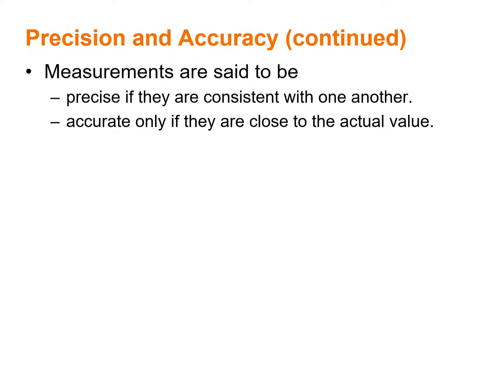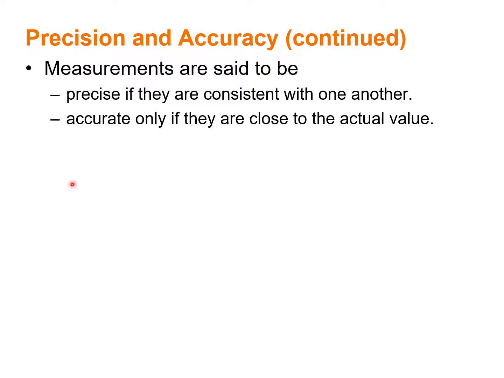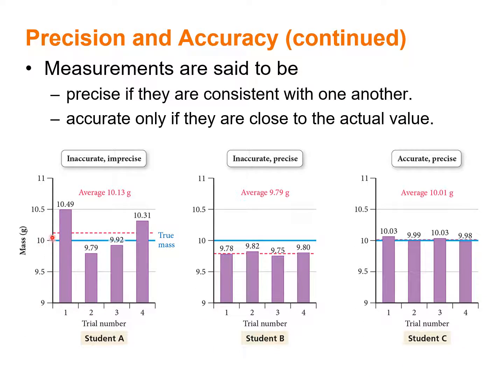So let's look at the chart for the precision and accuracy from the last set of measurements. Precise is if they're consistent, accurate if they're actually close to the actual correct number. So here, this blue line is the actual true mass. So it should weigh 10 grams. So here's the true number.